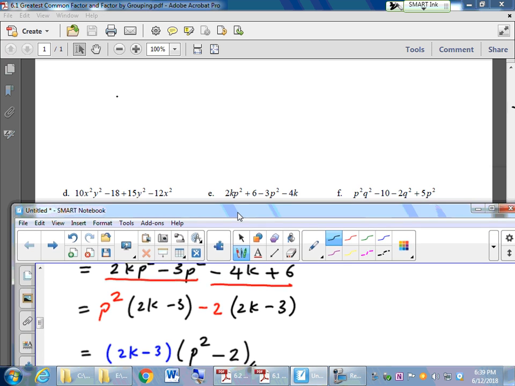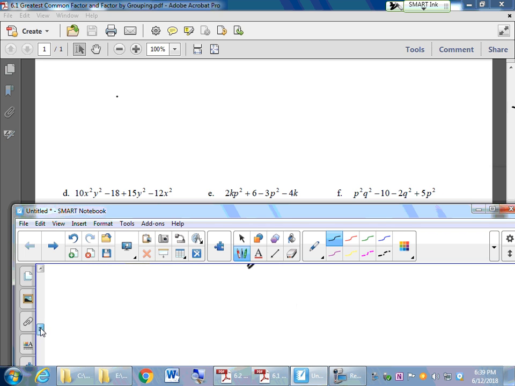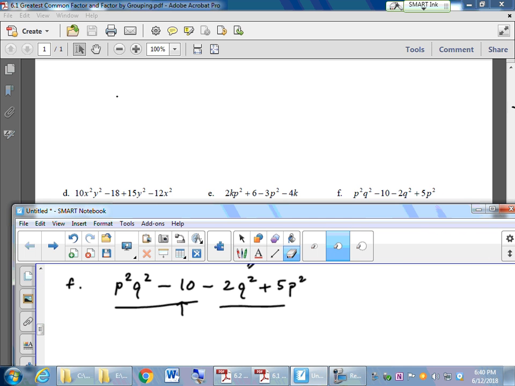And then the last example, F. p squared q squared minus 10 minus 2q squared plus 5p squared. Similarly, you can see that this term has no variable. If I group the first two terms and the last two terms, it will not work, because in the last two terms, the first one has q squared and the second term has p squared. So, rearranging it.